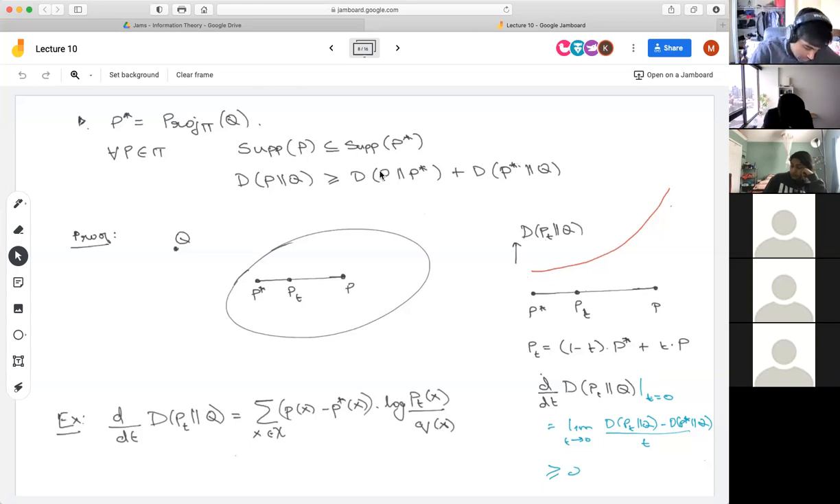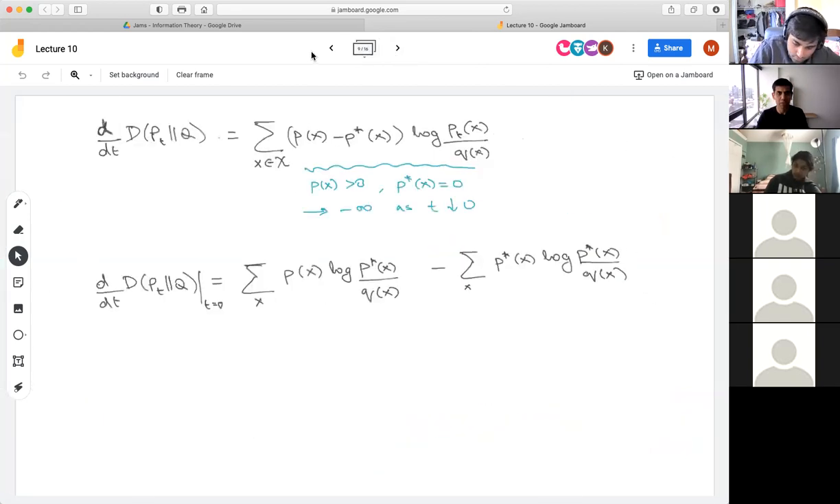And the rest of the properties just follow by looking at the derivative and staring at the expression. I'll leave it as an exercise to check that the derivative with respect to t looks like this: it's p of x minus p star of x, times log of p sub t divided by q. Basically, just open up the expression and differentiate. I'll leave that as an exercise.